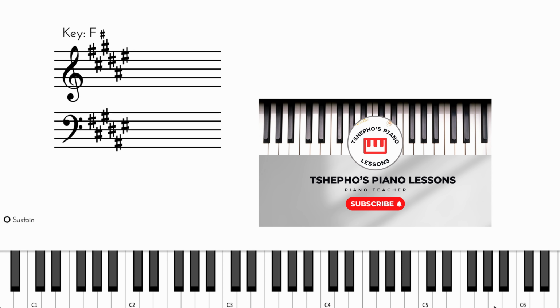In its simplest explanation, chord inversions are pretty much like playing the same chord but differently, but it's still the same chord. So we're going to look at those.